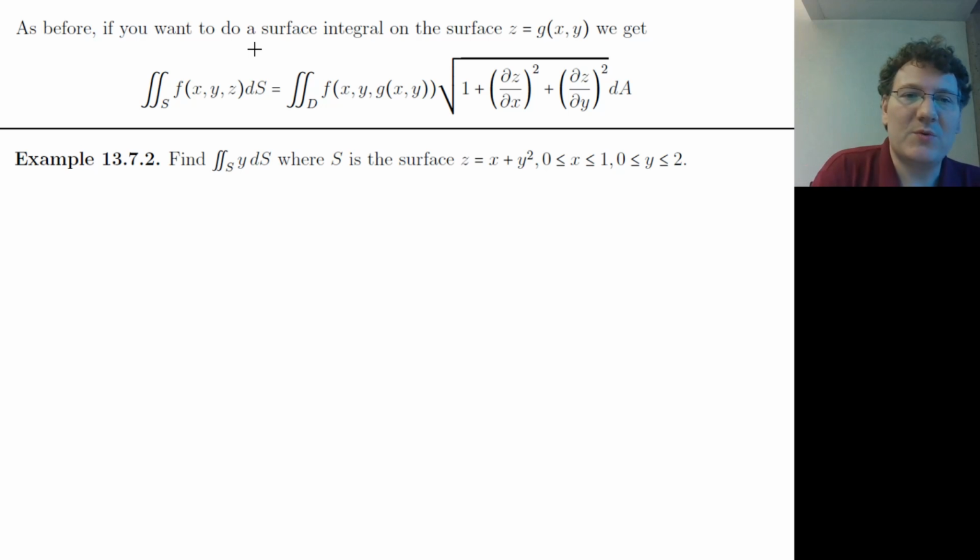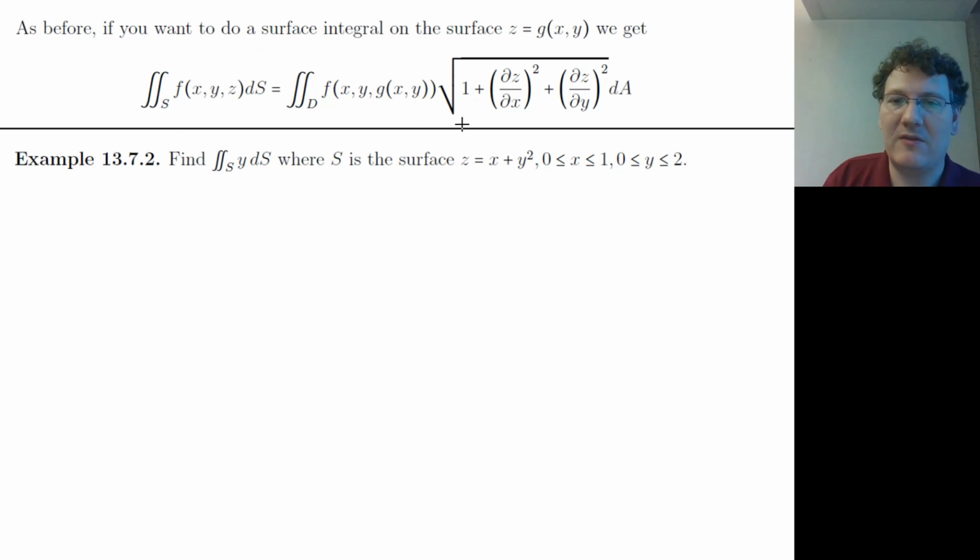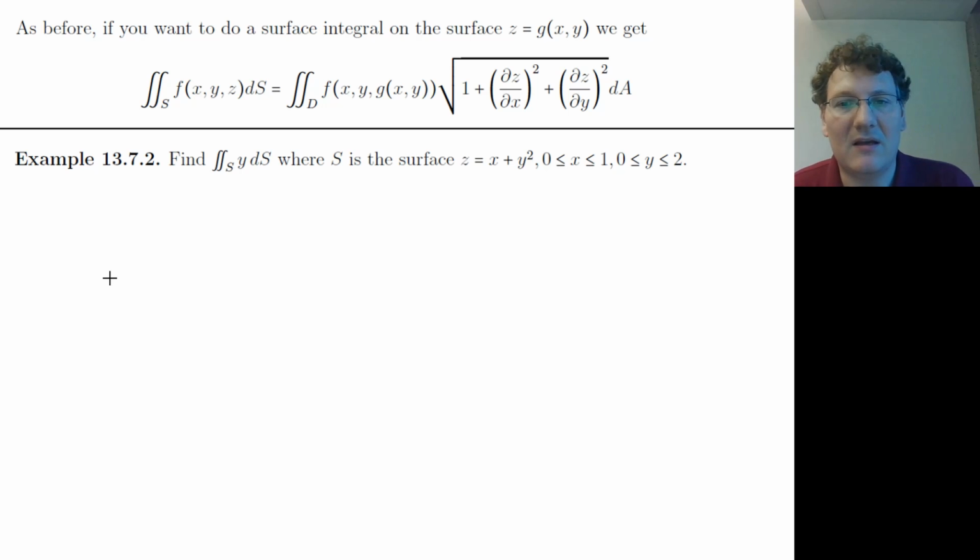And so if we're doing a surface integral on a surface where z is actually a function of x and y, it simplifies, because as you know, the magnitude of the cross product from the previous lesson simplifies to this, and so this becomes our more simplified formula for the surface integral.